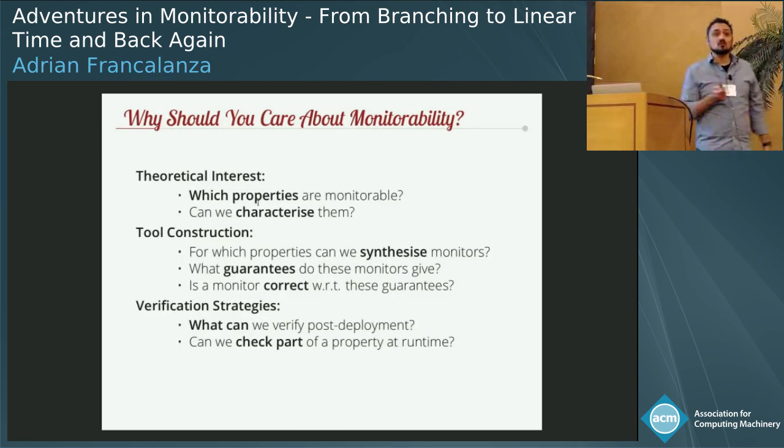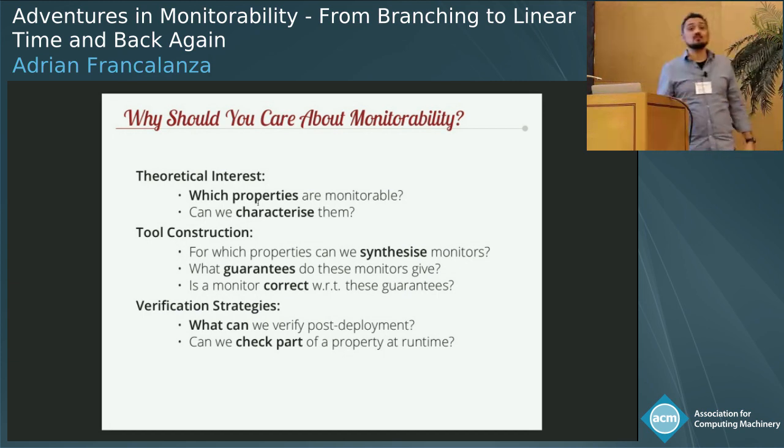Why should you care about monitorability? Well, there are a number of reasons. I think one of the main ones is that it turns out that for reasonably expressive logics, there are a number of properties that you cannot monitor for. So in these settings, it is very interesting to understand which properties are monitorable and which ones are not. And also, it's interesting to check whether you can actually describe finitely or characterize these monitorable properties.